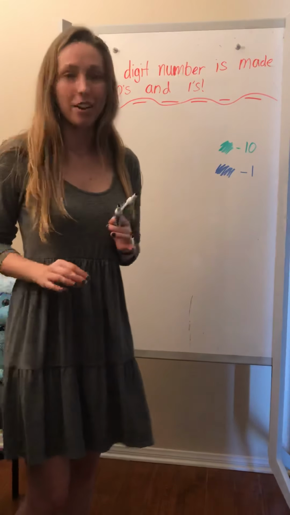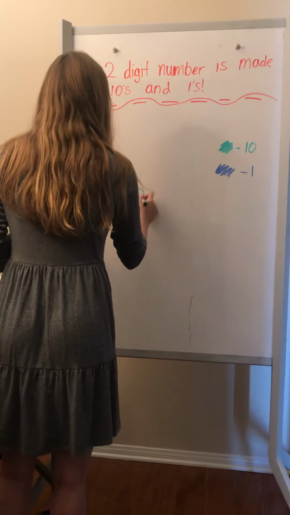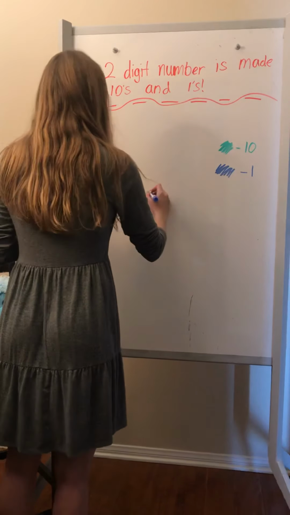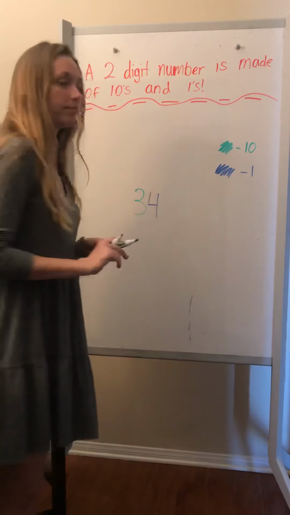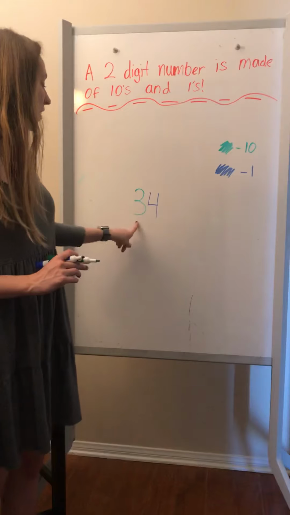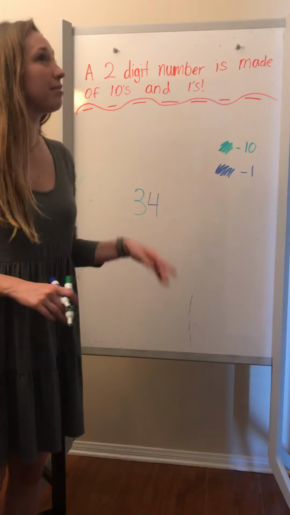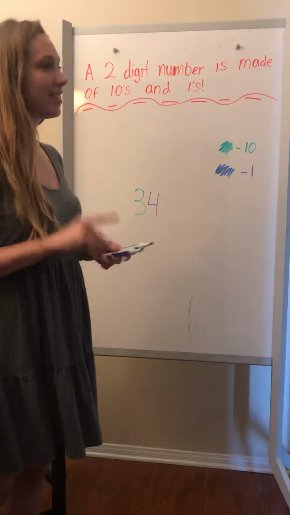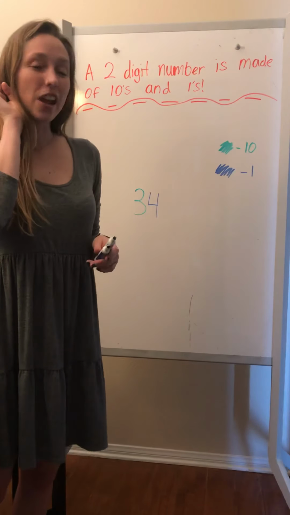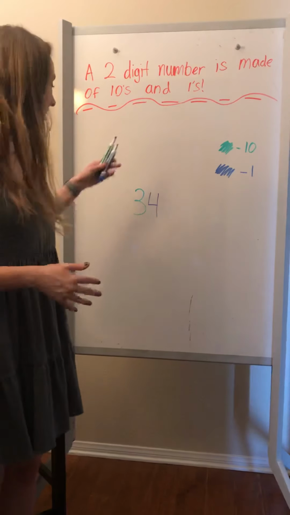Let's try a bigger number. Let's try 34. Now we've been learning a lot about tens lately, so I know that if I have a 3 in my tens place, I'm going to have how many 10s? Shout it out. Did you say 3? Yes, we're going to have 3 10s.